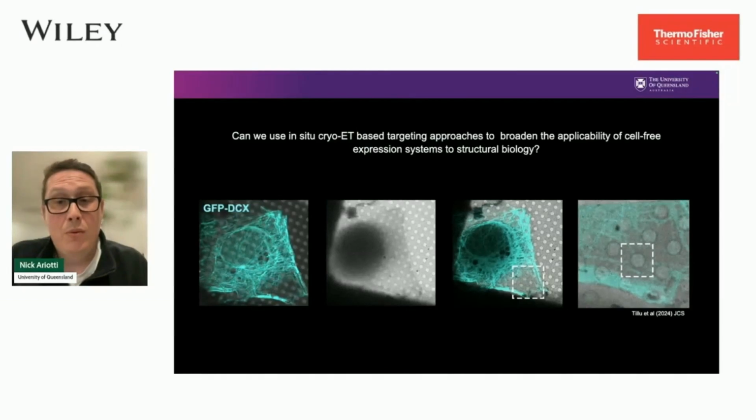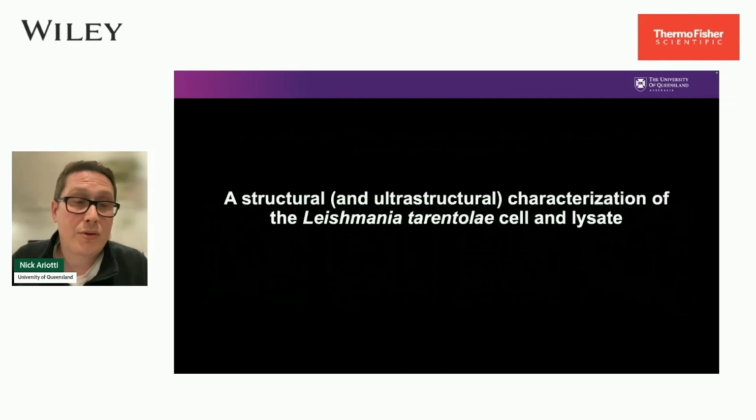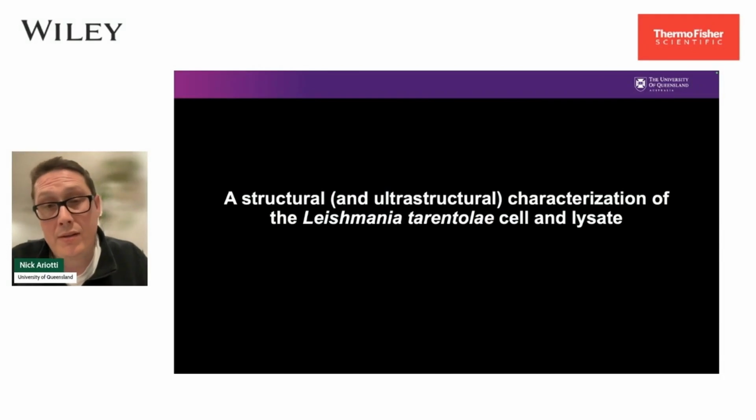So we now have a method to target our structures of interest. Can we get in there and start doing structural biology with cryo-CLEM to specifically target our macromolecular complexes from our cell-free expression system? In order to do that, we need to have a better structural and ultrastructural understanding of our starting material. So we started by looking at the Leishmania tarentulae cells and then looking at the lysate.